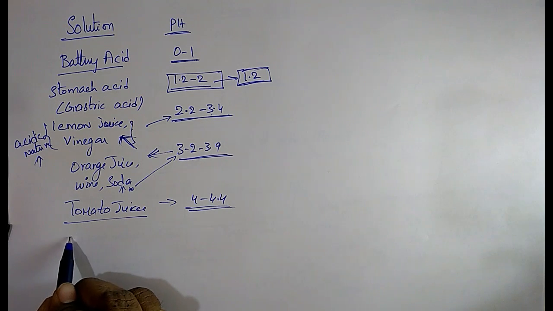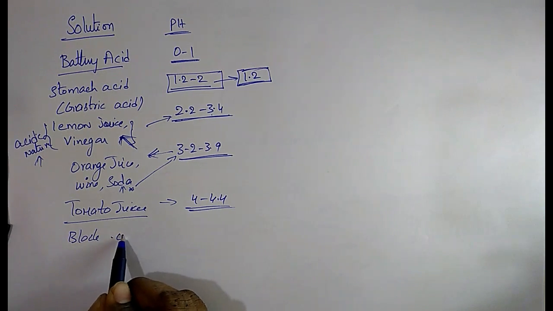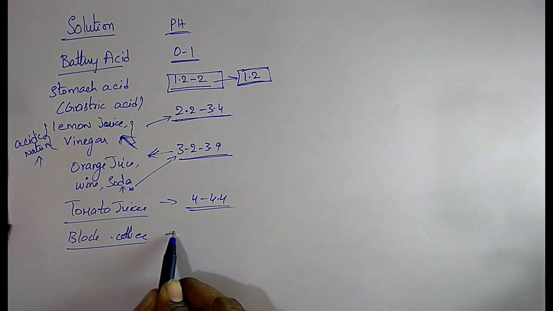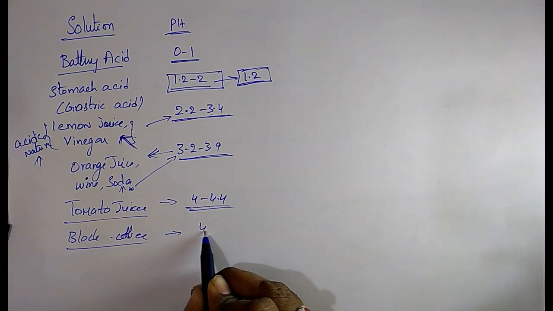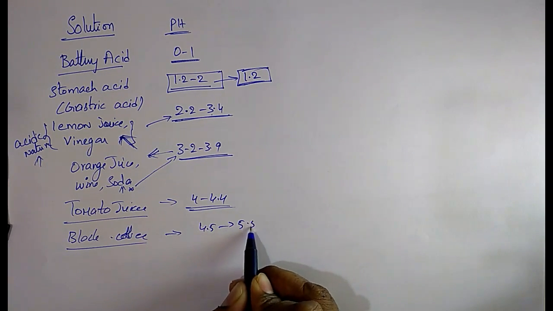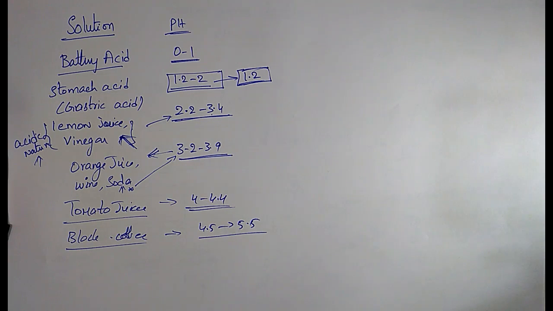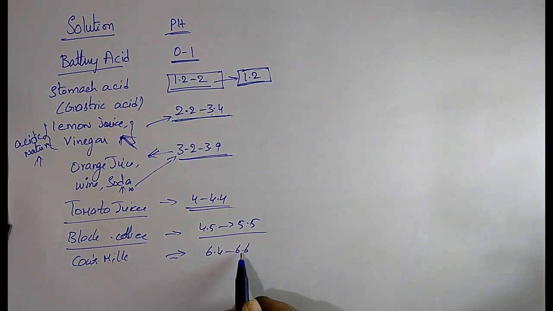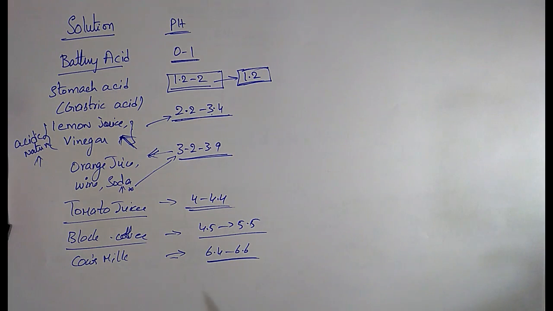Okay. And if you take black coffee, it has nearly 4.5 to 5.5 pH value. And if you take cow's milk, it has nearly 6.4 to 6.6 pH value. Okay, and we know that for a neutral solution the pH value is 7.